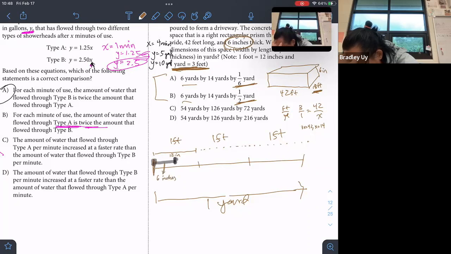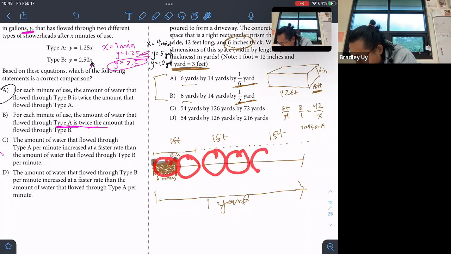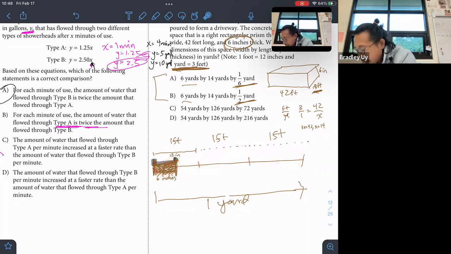Now, from here to here is 6 inches. Okay, this is a span of 6 inches. Now, compared to the 1 yard, this is the yard. Please note, this is 1 part out of how many? 1, 2, 3, 4, 5, 6. You see how this diagram can really help. 6 inches is 1/6 of a yard.